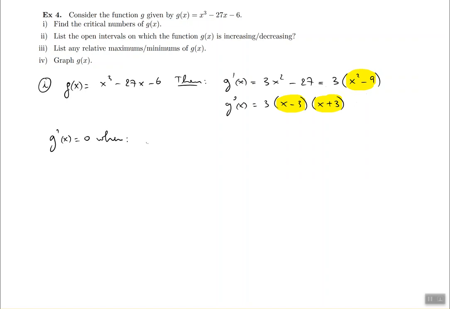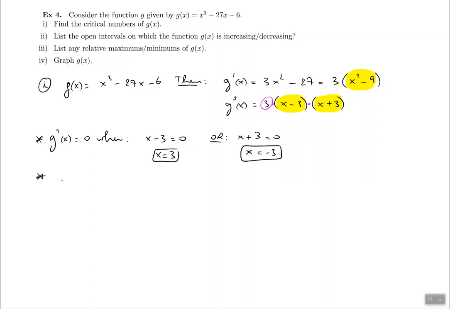This happens when either the first parentheses is 0, or when the second set of parentheses is equal to 0. Keep in mind that the 3 in front is always going to be a 3, so it cannot be 0, but the x minus 3 and x plus 3 can be 0. That's because of what's called the zero product property, which says if you have a product of things and you want a 0 at the end, one of the things has to be 0. In this case, the first value I get is 3, and the second value is negative 3. So those are my first two critical values, or critical points.